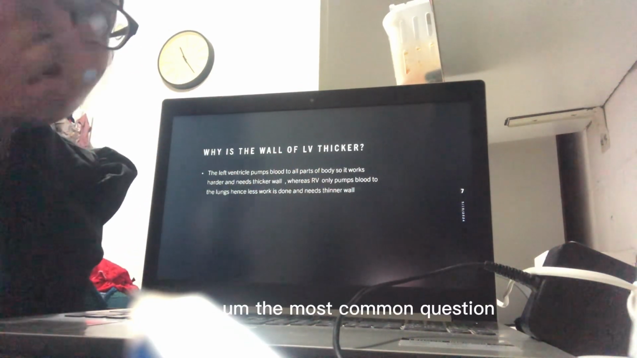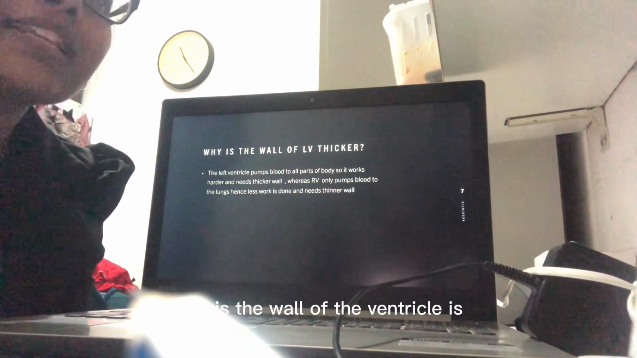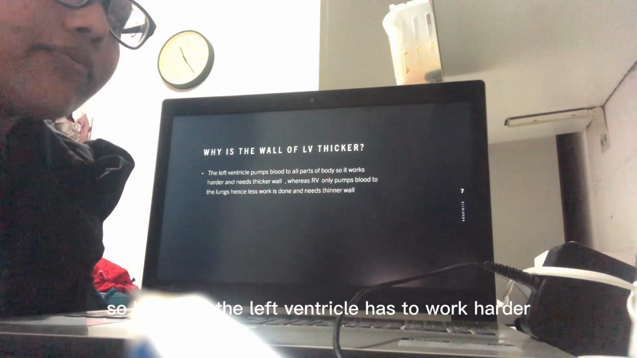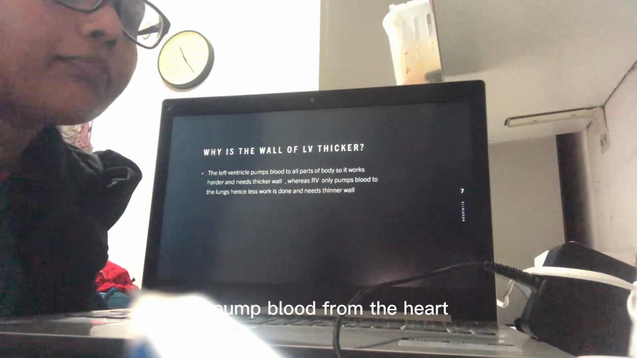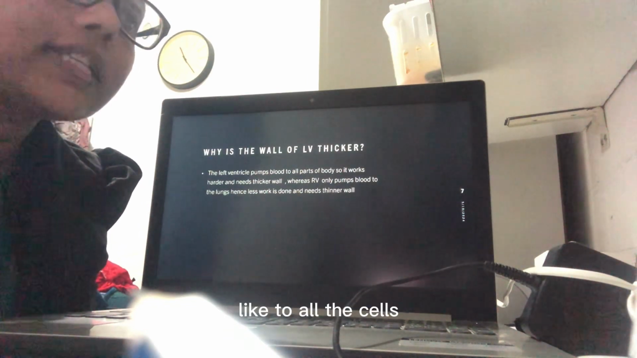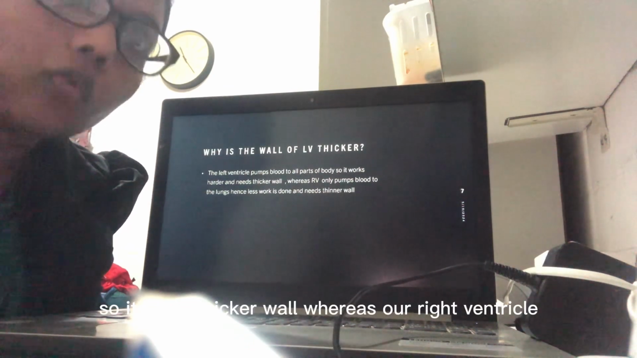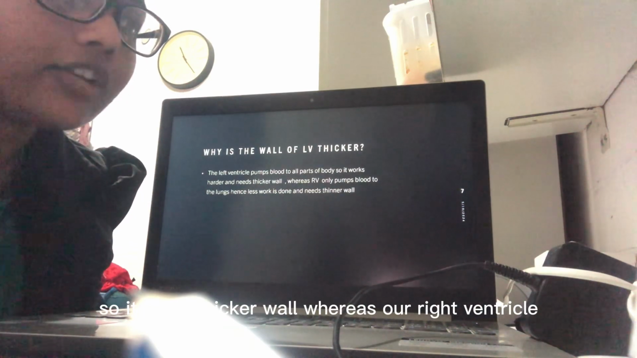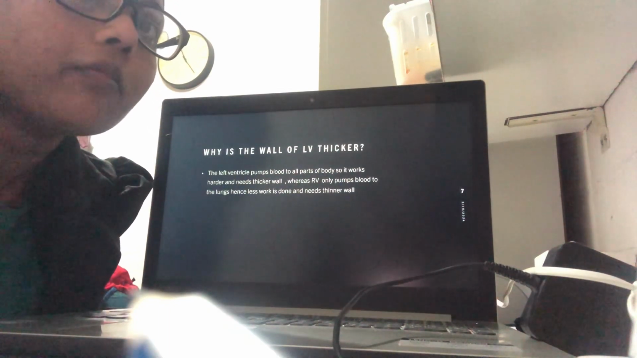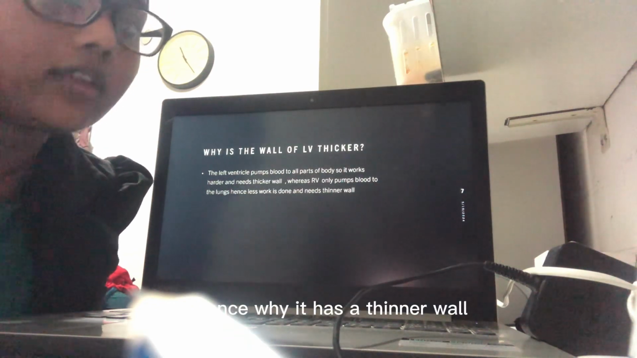Also, the most common question that we always get is, why is the wall of the left ventricle thicker than the right ventricle? Basically, the left ventricle has to work harder to pump blood from the heart throughout our whole body, to all the cells and all the tissues, so it has a thicker wall. Whereas our right ventricle only needs to pump blood from the heart to the lungs, so it doesn't need to work as hard as the left ventricle, hence it has a thinner wall.